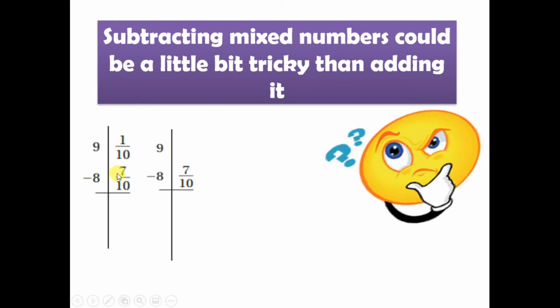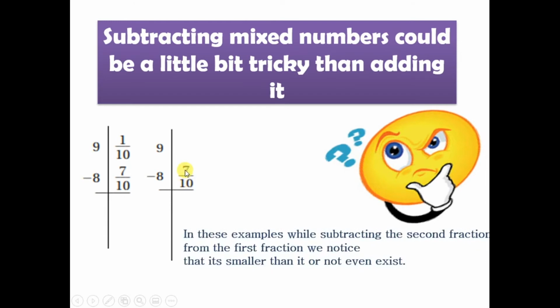1/10 is way less than 7/10. So can I minus 7 from 1? No, I can't. So that's why it's tricky. Look at the other example. If I don't have a fraction here to minus from, the fraction here is 0. So can I minus 7/10 from 0? No, I can't. So in these examples, while subtracting the second fraction from the first fraction, we notice that it's smaller than it, or not even exists.